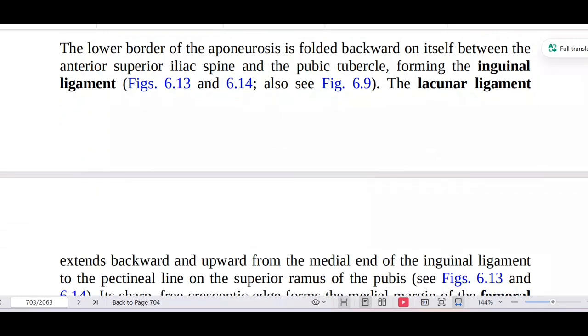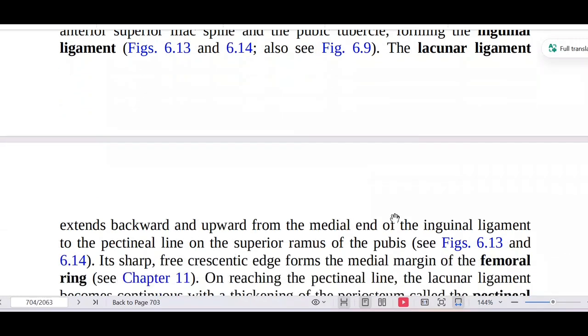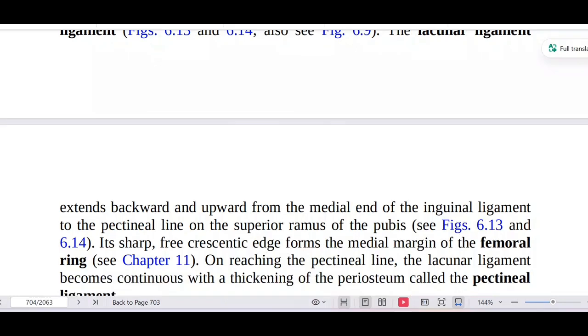The lacunar ligament extends backward and upward from the medial end of the inguinal ligament to the pectineal line on the superior ramus of the pubis, and here when it is curved, it forms a medial margin or a free crescentic edge that forms the medial margin of the femoral ring. Now you can visualize this from a diagram of Snell's.